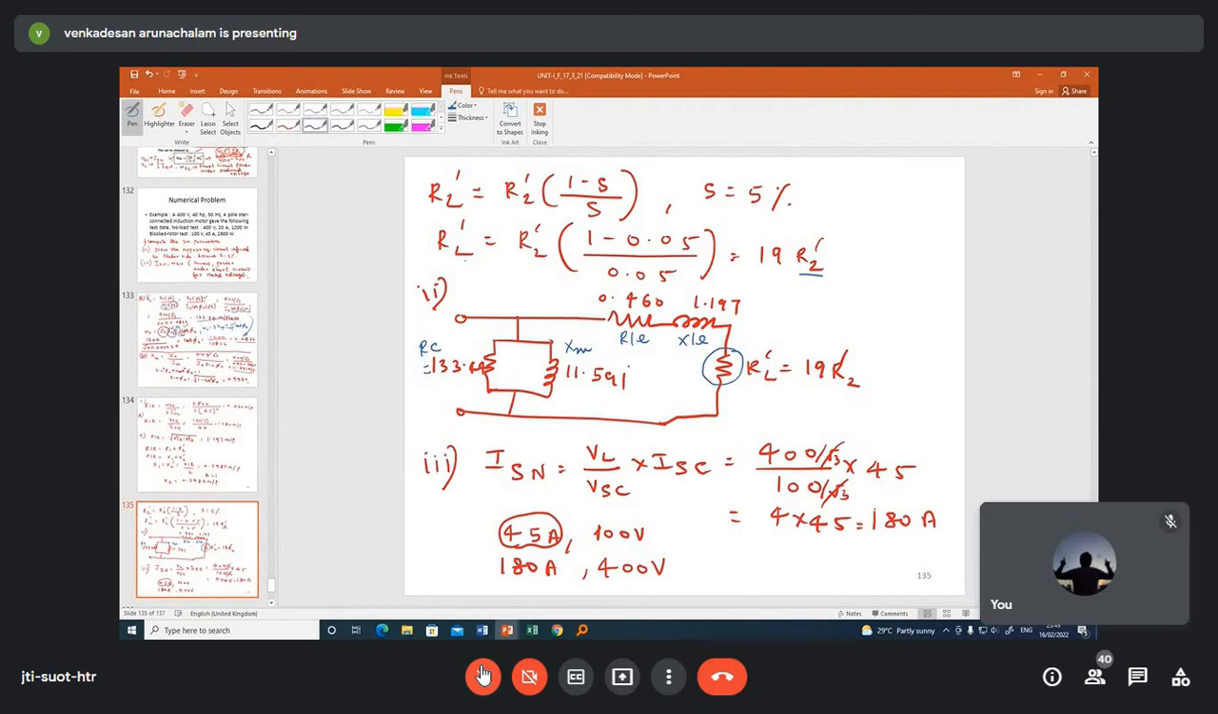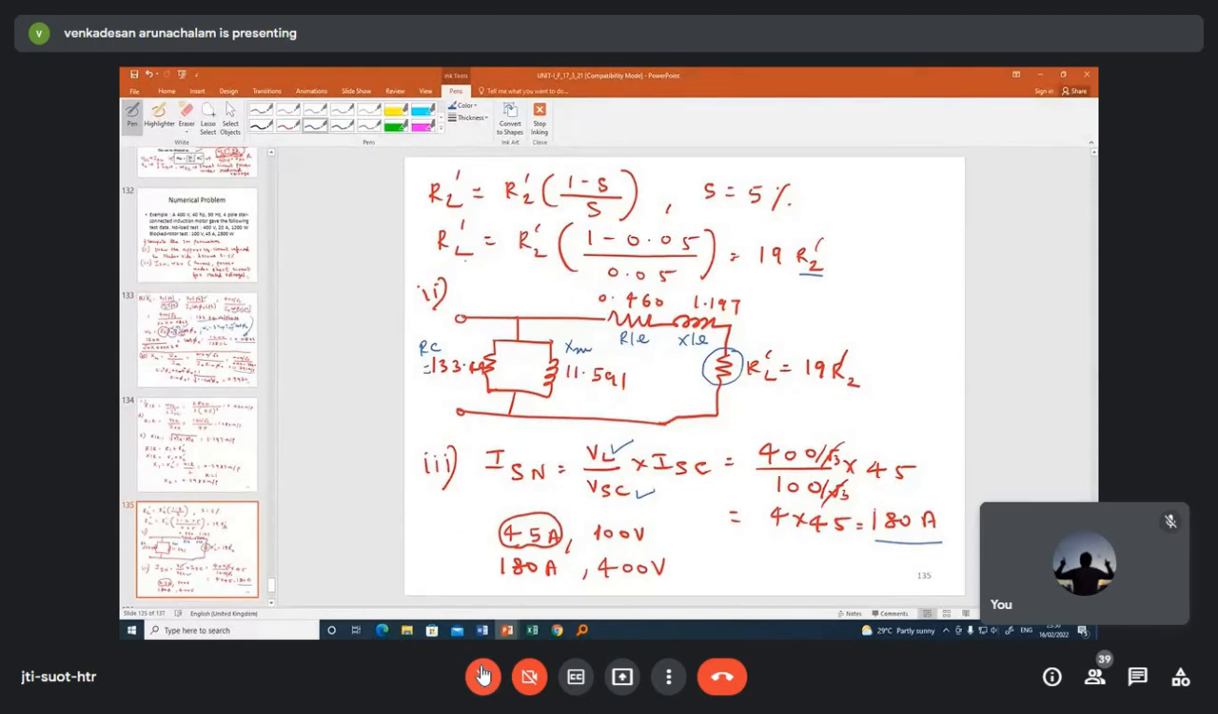And next we need to find the value of ISN. ISN is the short circuit current under rated voltage. The formula is VL divided by VSC into ISC. This is the rated voltage. So the rated voltage is 400. So please take the phase value, 400 by root 3, divided by the short circuit voltage, 100 by root 3. If you simplify, the short circuit current for the rated voltage of 400 line value, we are getting around 180 ampere.